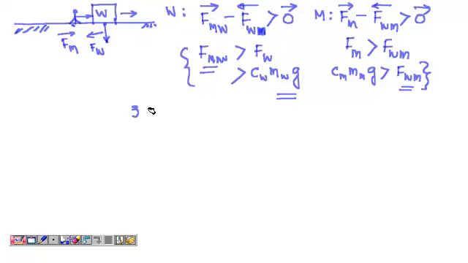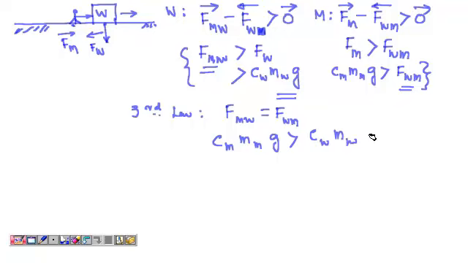So let's write that down. By third law, Fmw is equal to Fwm, right? Therefore, what we can say is, combining these two, what we see is, if C of M into M of M into G is greater than C of W, M of W into G. If this is happening, then we will all move in this direction.